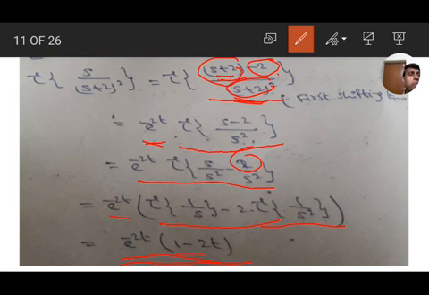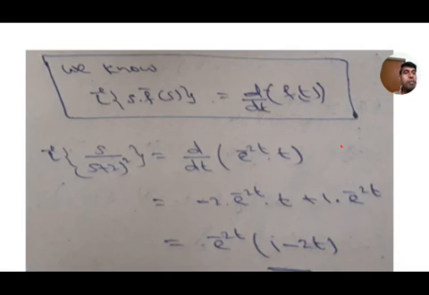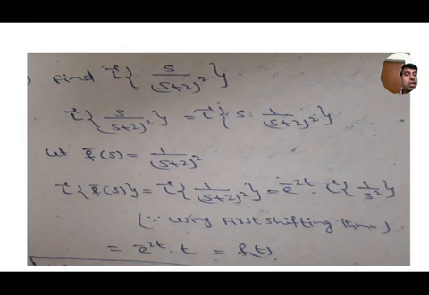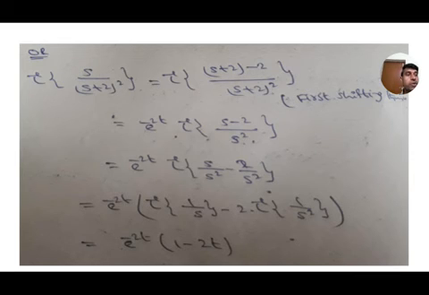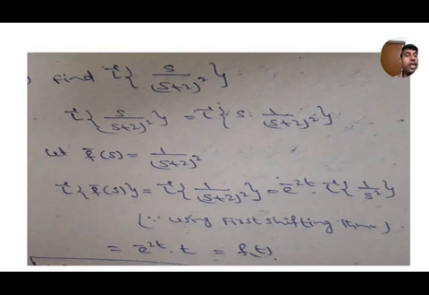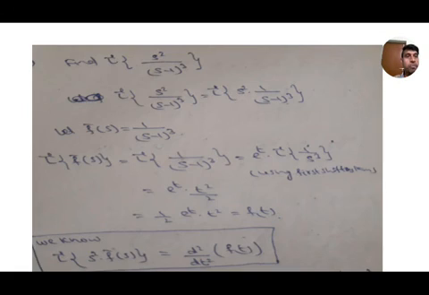This problem can be done in both ways, by using the first shifting theorem or by the multiplication of powers of s into f bar s method. In examination they say find L inverse, so we can use any method, depending upon your choice. First shifting theorem we can use, or multiplication by s method, no problem. Okay, let us move on to the next problem.